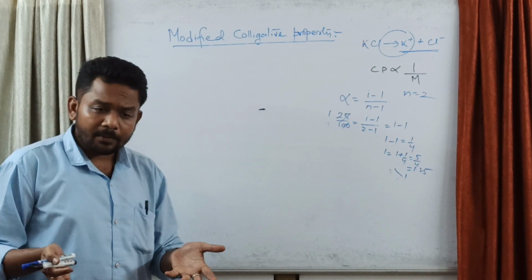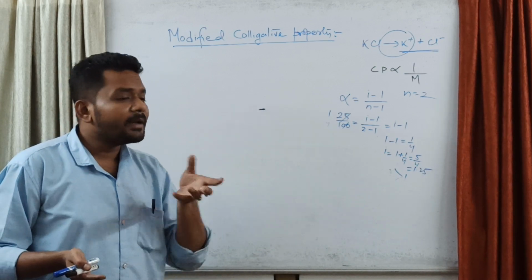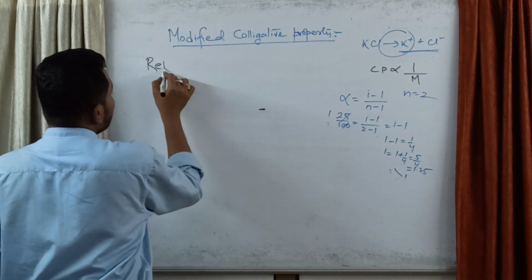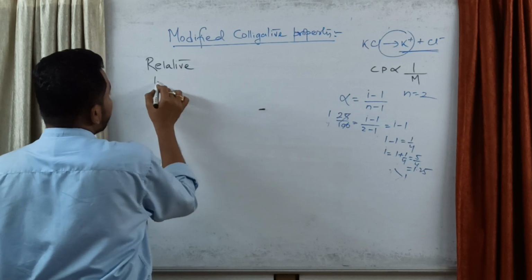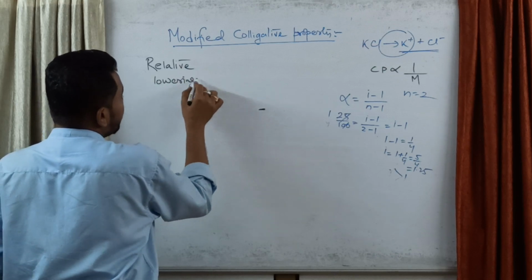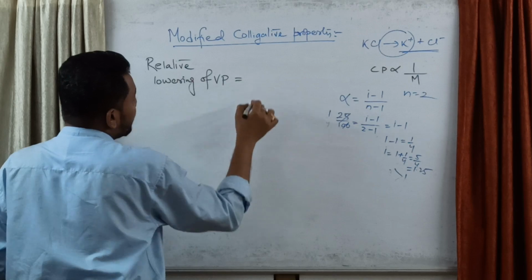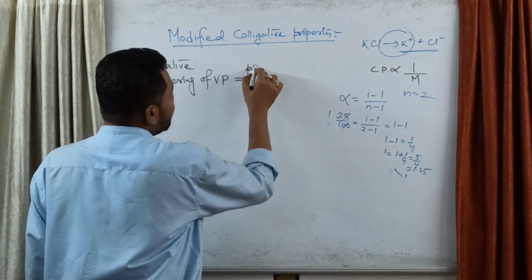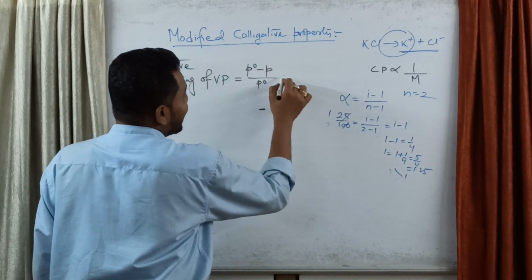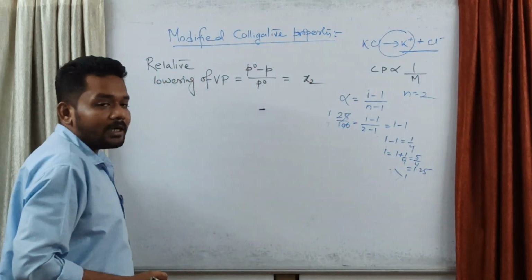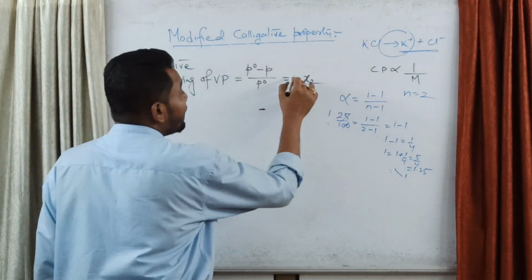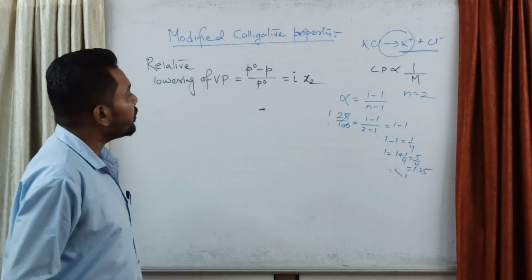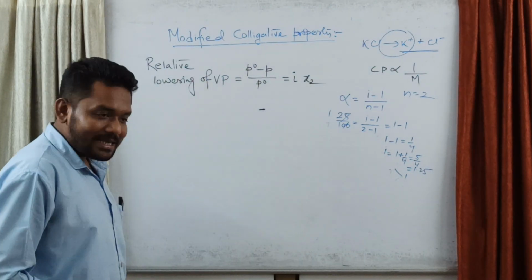The previous one only colligative property, like relative lowering of vapor pressure, that is P0 minus P by P0 equal to x2. তাহলে প্রথমেই লেখো কি হলো modified relative lowering of vapor pressure. Relative lowering of vapor pressure. VP means কি? Not vice principal. VP means vapor pressure. So we'll write down vapor pressure. So relative lowering of vapor pressure কি ছিল? P0 minus P by P0, that is equal to x2. But here we are using the term i x2. What is i? i is the Van't Hoff factor. So relative lowering of vapor pressure, you can write down P0 minus P by P0, that is i x2.